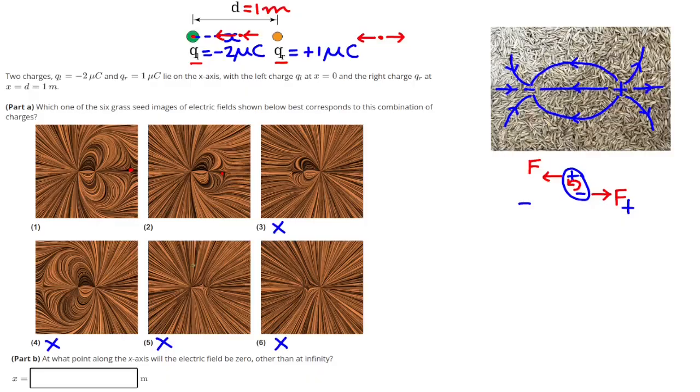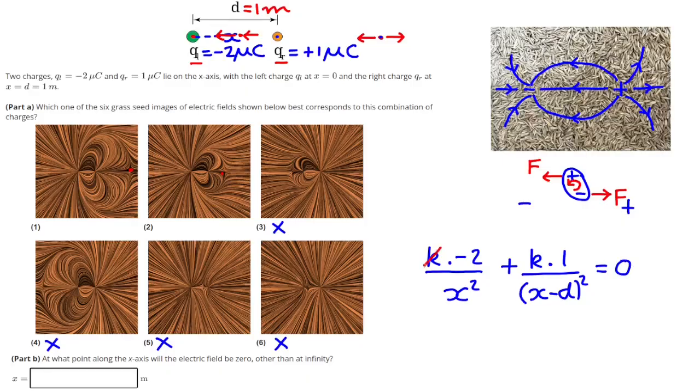So what we have is Coulomb's constant times the charge, which is minus 2 microcoulombs, over the squared distance between the left charge and this point, which is x squared, plus Coulomb's constant times 1 microcoulomb over the squared distance between this charge and this point. So it'll be x minus d squared. And that's equal to 0.